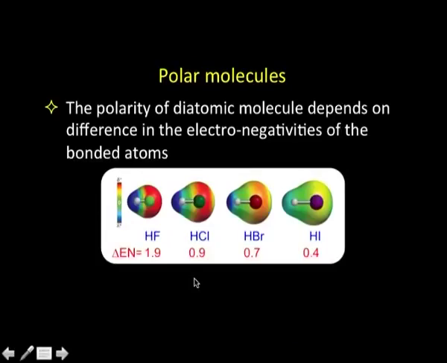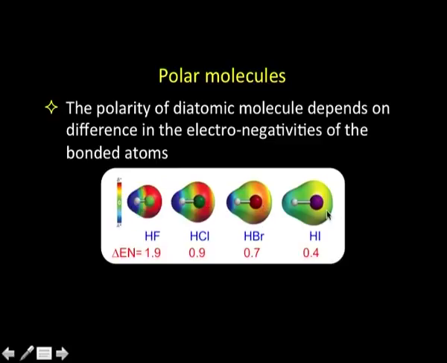Let us look at this picture. What you find is we have HF, HCl, HBr, HI. The difference in electronegativity, delta electronegativity, in the case of HF is 1.9, fairly large, then 0.9, 0.7, 0.4. Now, these are very glaringly obvious pictures. You find that here there is an enormous amount of charge separation. This is highly red, this is highly blue. Whereas in this case, it is not much different from what we had in the case of the hydrogen molecule. There is a slight shift in the charge here, but not as significant as in this or in this, and so on and so forth.